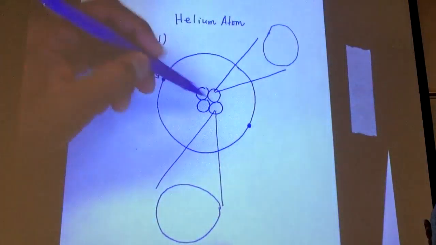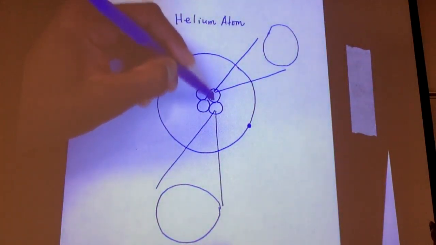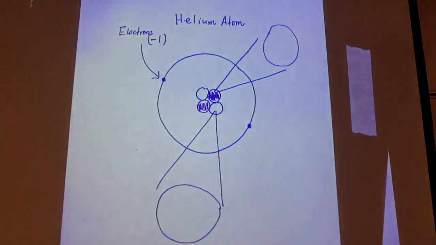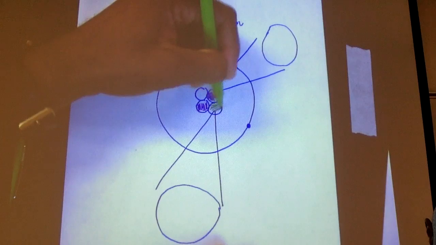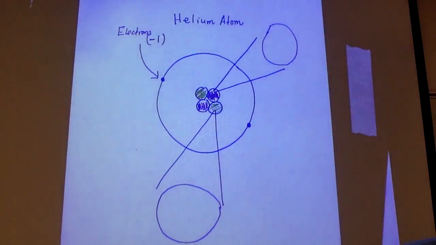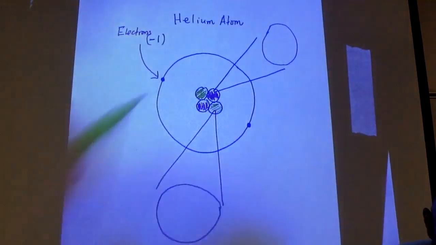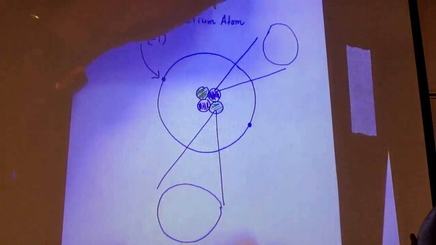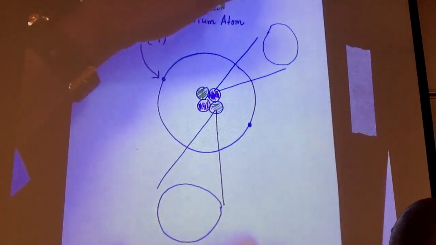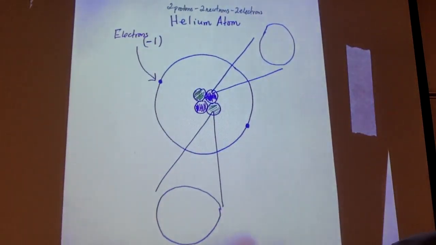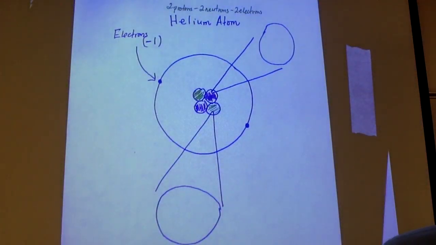So I'm going to call these two protons. And then these two are neutrons. Helium has 2 protons, 2 neutrons, and 2 electrons. I'm going to write that up here. Okay, 2 protons, 2 neutrons, and 2 electrons.